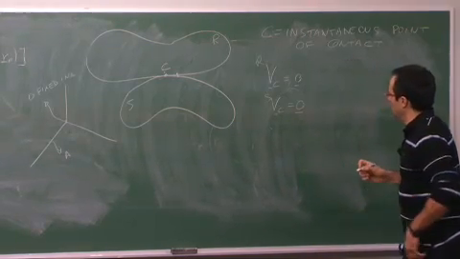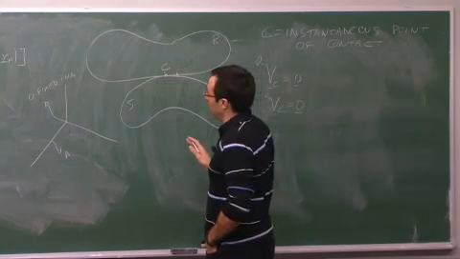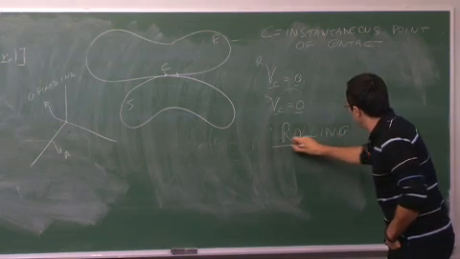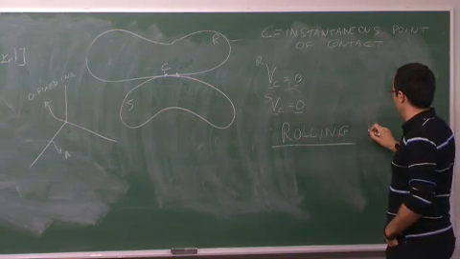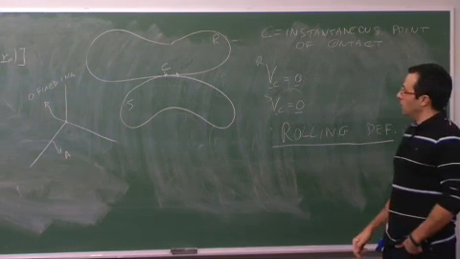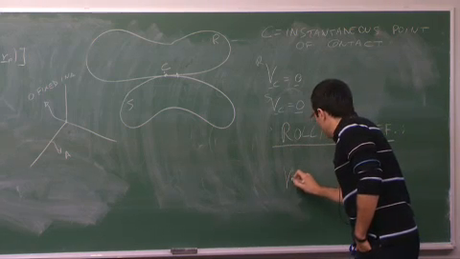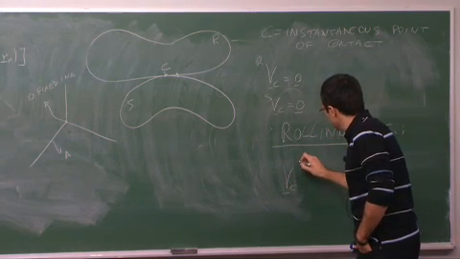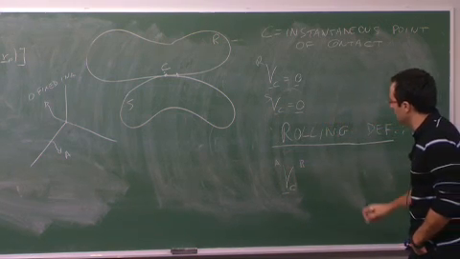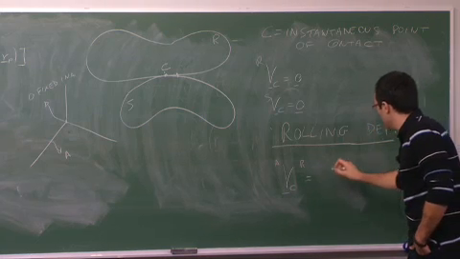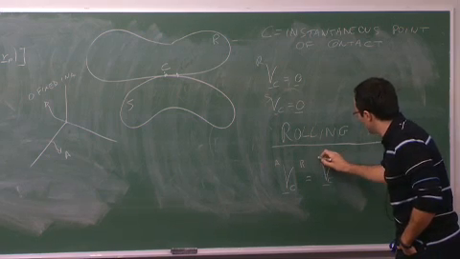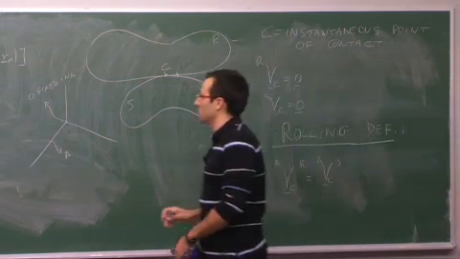Okay. So if it doesn't, you should stop me. Rolling is defined as the following kinematic condition. The velocity of C on R as seen by an arbitrary observer in an arbitrary reference frame A is equal to the velocity of C on S as seen by the same observer.